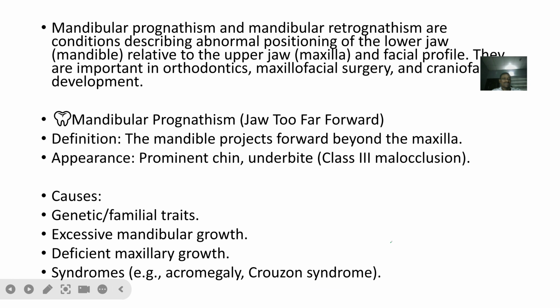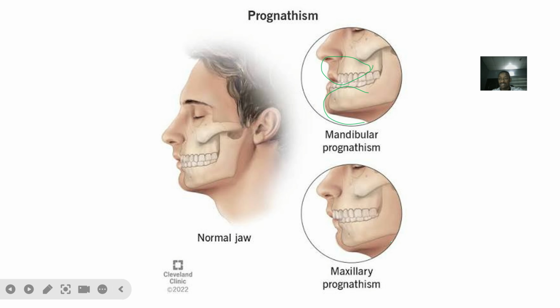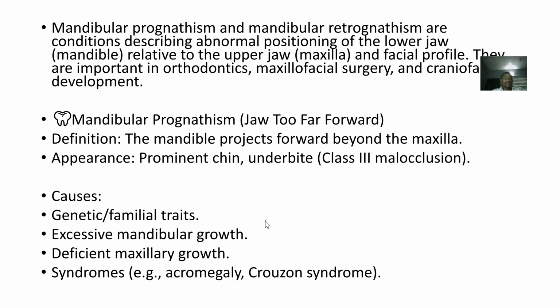It's a simple concept. You should know that mandibular prognathism and mandibular retrognathism are conditions, and it's just anything deviating from the normal jaw. Your normal jaw should be relatively fine. You can't really describe it, but it should be fine. So when it's too far inside or too far outside, you have an issue. Those are the issues we are discussing.